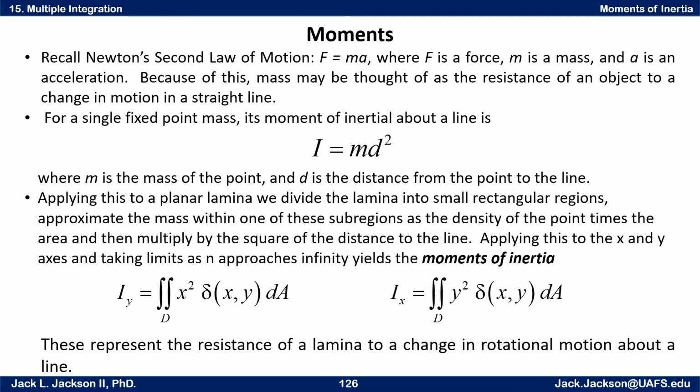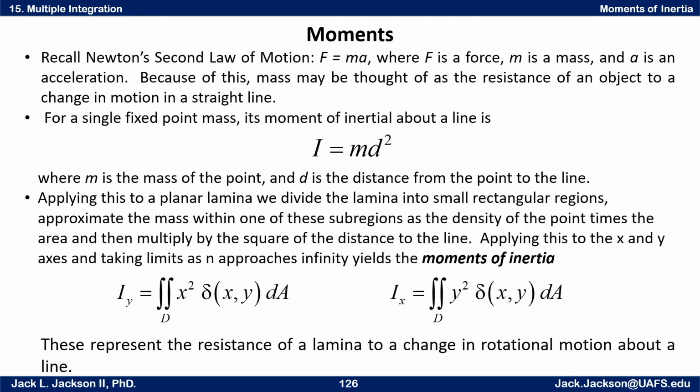We can recall from Newton's second law of motion that force equals mass times acceleration. Because of this, mass may be thought of as the resistance of an object to change in motion in a straight line. You have to apply a force to get it to accelerate or change its velocity in a straight line, and that's proportional to that mass. So the mass is the amount of resistance to that change. For a single fixed point mass, its moment of inertia about a line is I equals m times d squared, where m is its mass and d is its distance from the point to the line.